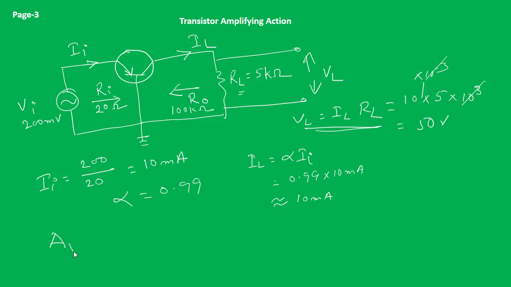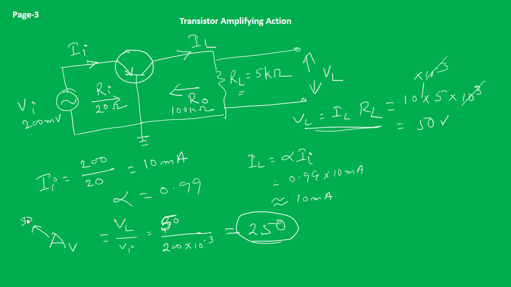So what is the amplification? A suffix V, this is the voltage amplification factor, and for this case we are getting VL divided by VI. So that is 50 volt we have got, and VI is 200 millivolt, 200 into 10 to the power minus 3. So that is coming around 250 times. So input voltage is amplified 250 times. Typically AV ranges from 50 to 300. So that is the typical range of AV for a common base amplifier.